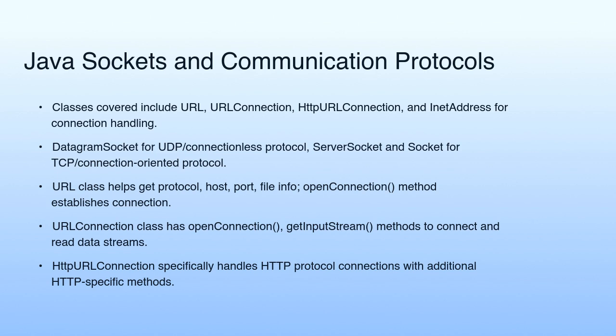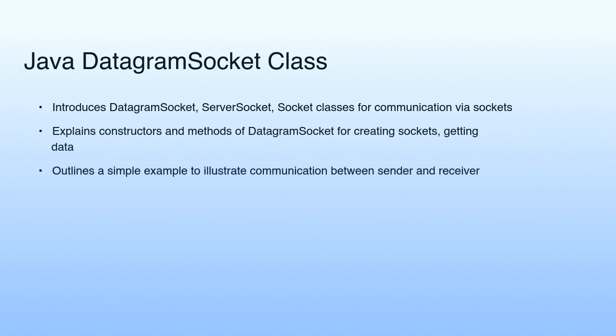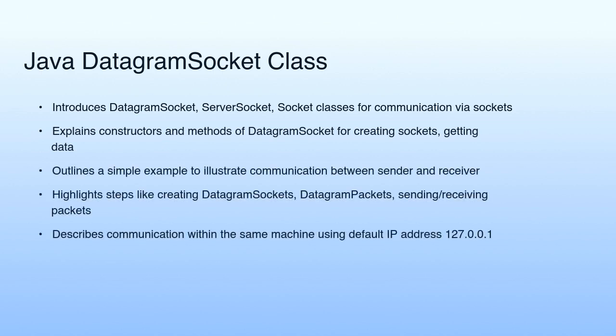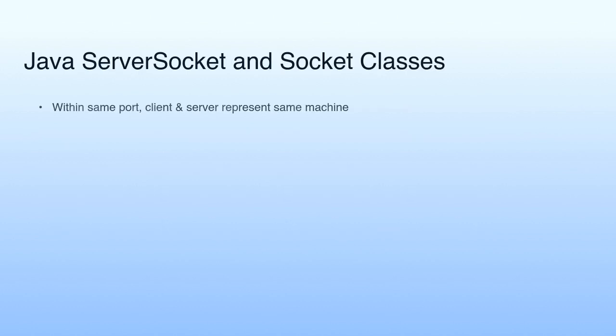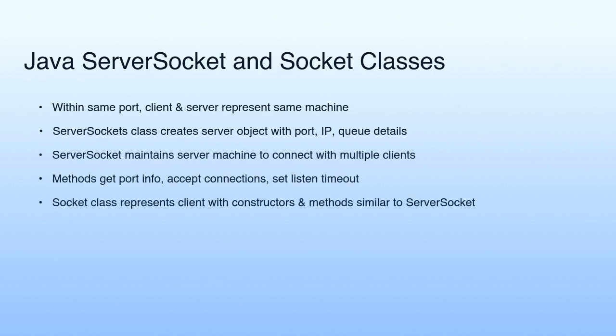protocol. The DatagramSocket class is used for communication via sockets in a connectionless manner. Its constructors and methods allow for creating sockets, sending and receiving data packets between a sender and receiver on the same machine. The ServerSocket class creates a server object that listens for incoming client connections, while the Socket class represents the client. Methods in these classes allow for handling port information, accepting connections, and setting timeouts.